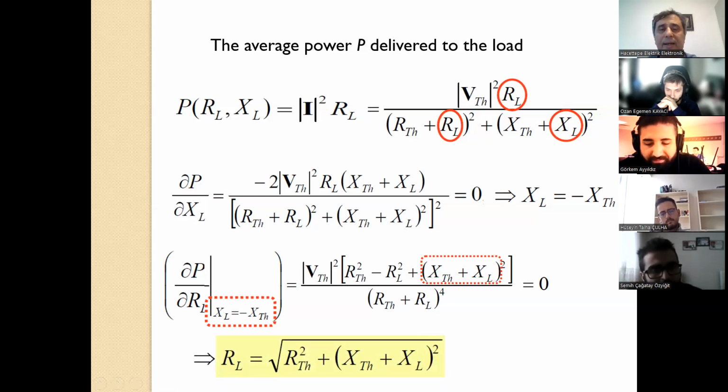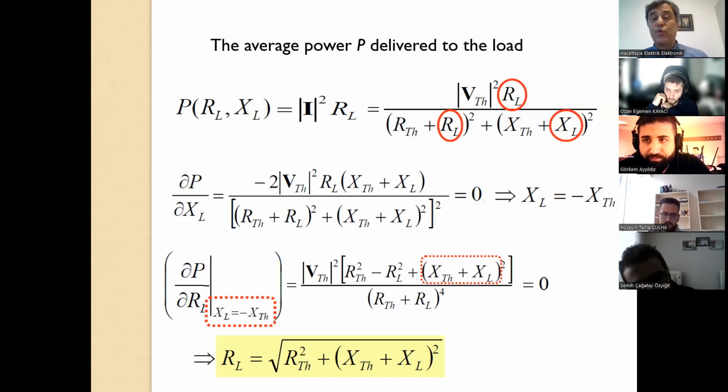Then RL will be this one. RL is equal to the square root of RTH squared plus (XTH plus XL) squared. This is the real result. Don't forget that. Keep that in your mind.